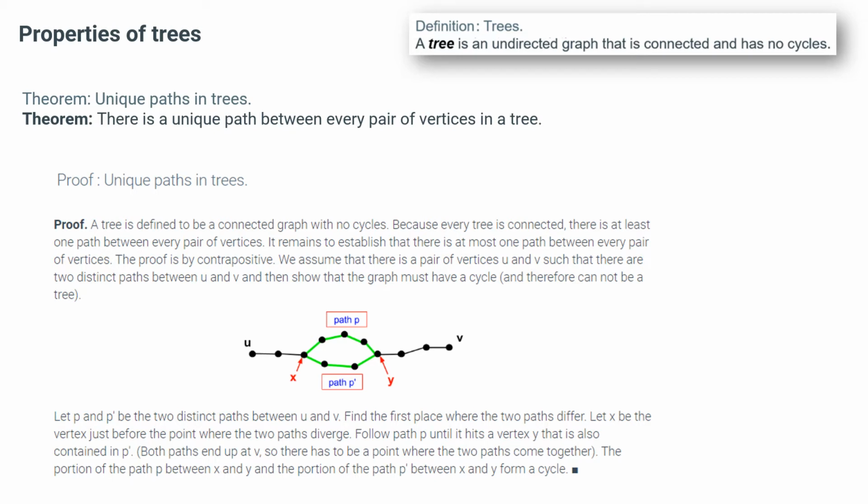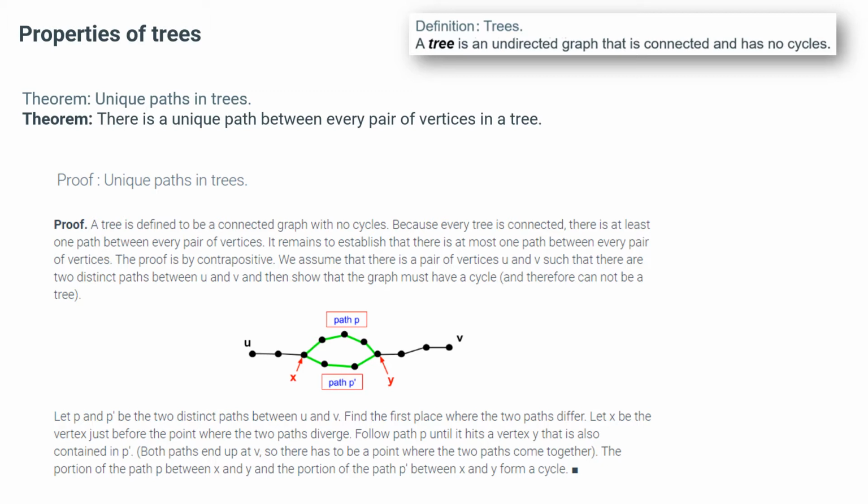So they go over the proof for that in the textbook. I'm not going to read this word for word, but I'm going to go over what they're saying about how this is proven. Again, we're trying to prove that there's a unique path between every pair of vertices in a tree. So we're going to say that there's a tree that has two vertices U and V, and you see the picture here. And we're going to prove this by contrapositive. So we're going to assume that this theorem is not true and then find that it leads to a contradiction.